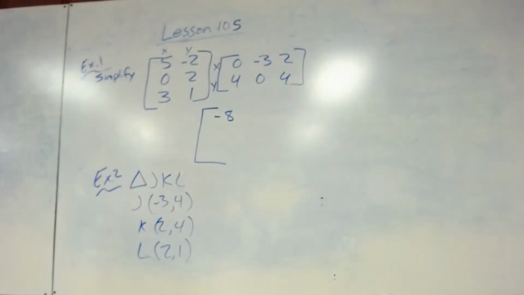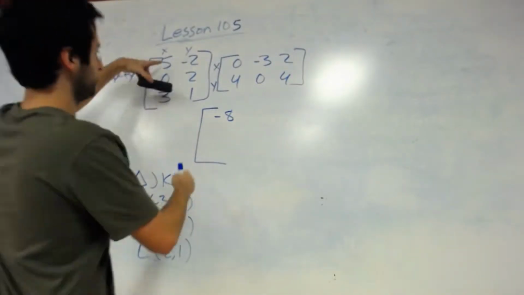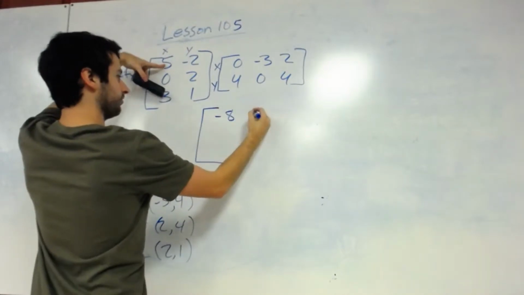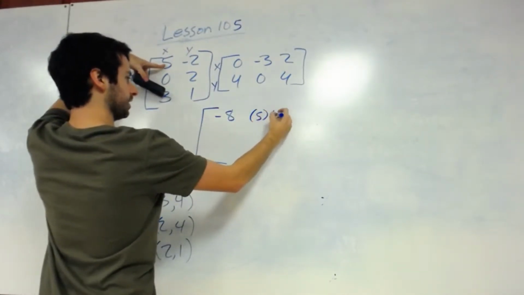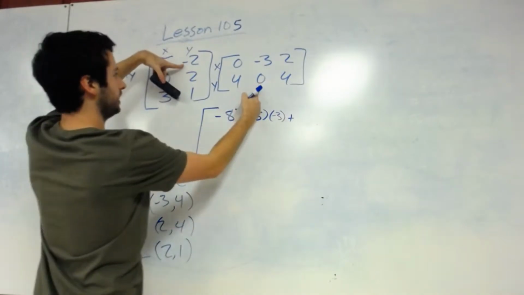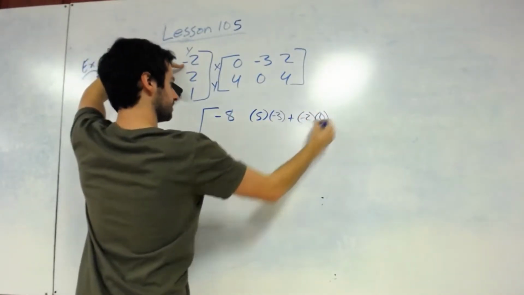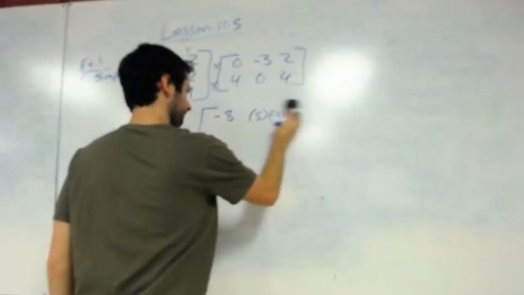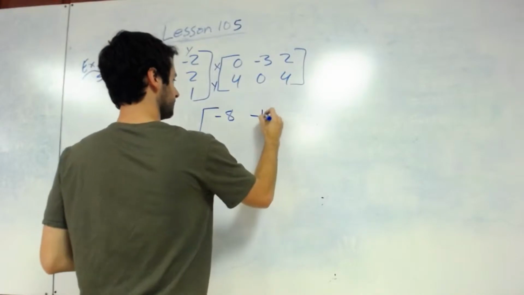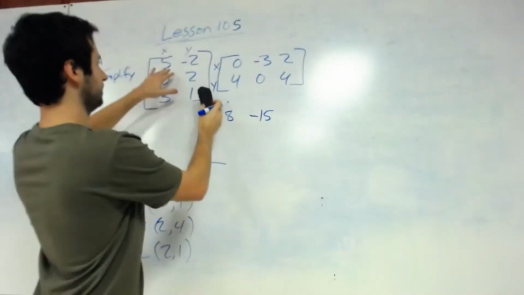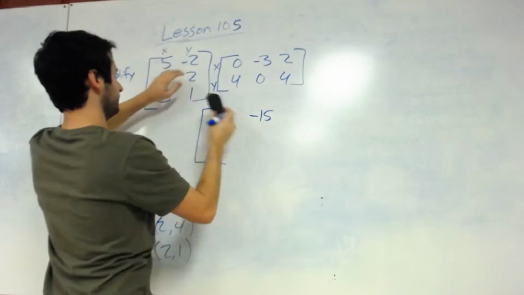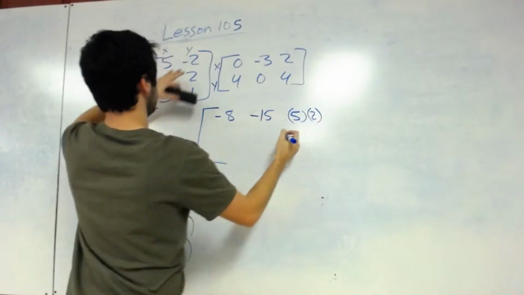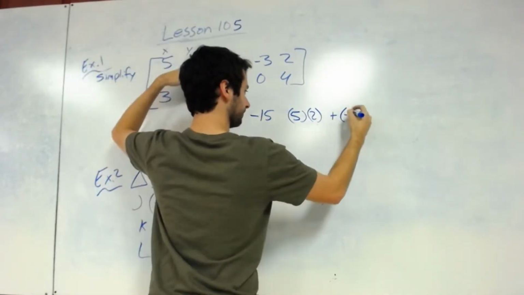Then we keep moving across. So now I'm going to take the 5, and I'm in this slot right here. I'm going to multiply the 5 times the -3 and add it to the -2 times 0. So 0 plus -15, that's a -15. And my last one in this row is 5 times 2 plus -2 times 4.